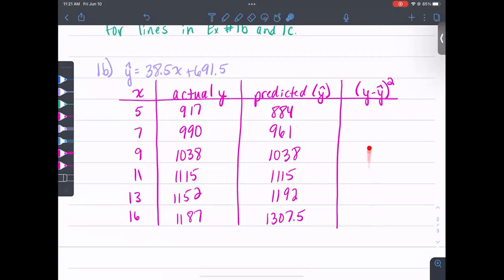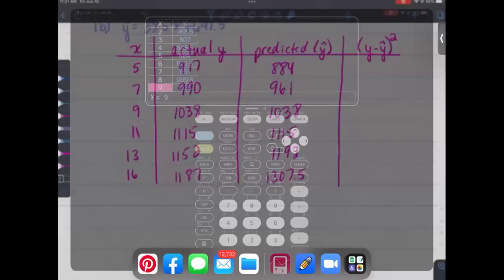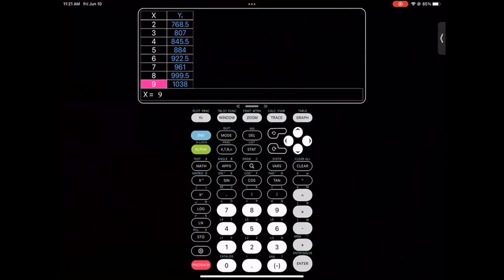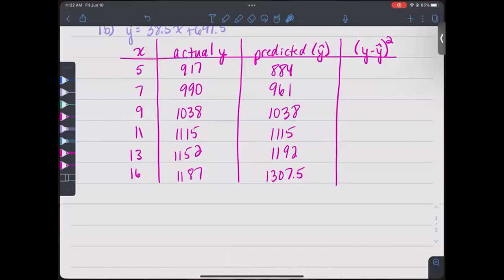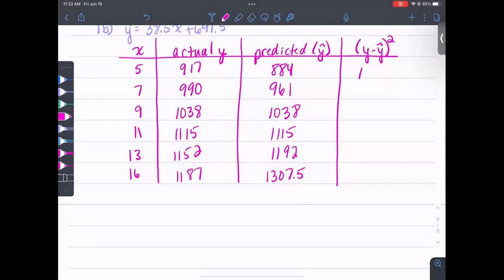So now to calculate this last column, you take the y value, subtract the y hat value, and whatever you get for that, you square it. I'll do one of those on the calculator and then I'll go back and write them down. So the first row was 917. You do second and the mode button for quit to get out of your graphing anytime. So 917 minus 884, hit enter. And then to square is the button just above the word that says log, and it will square that answer and I get 1089. So my first squared residual is 1089.